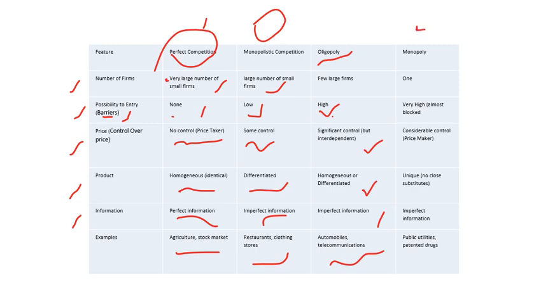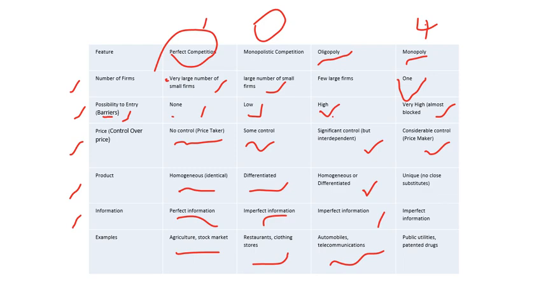The fourth market is monopoly. In the monopoly market structure, we find only one firm. The possibility to enter is almost blocked, which means there are very high barriers to enter this market. They have considerable control. They are called price makers, so they control prices based on the demand.